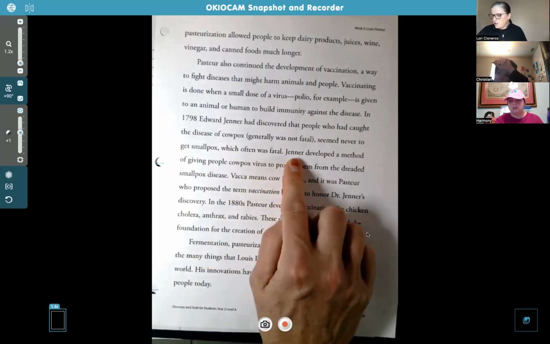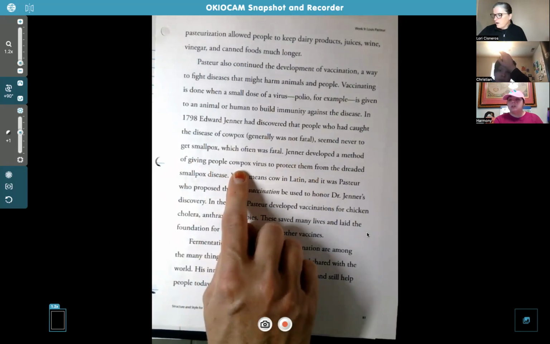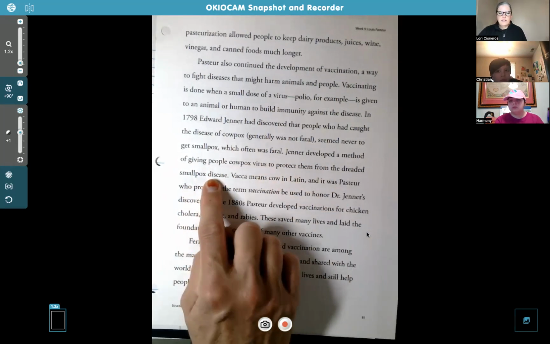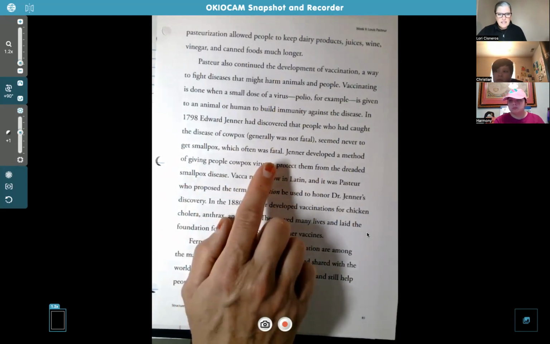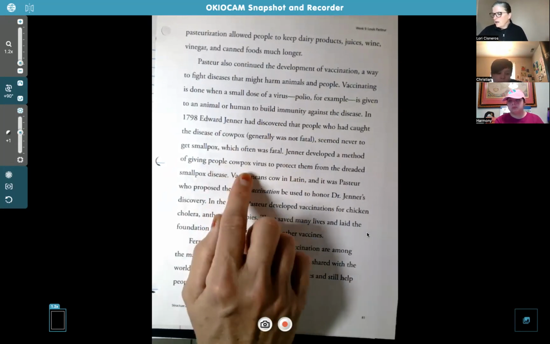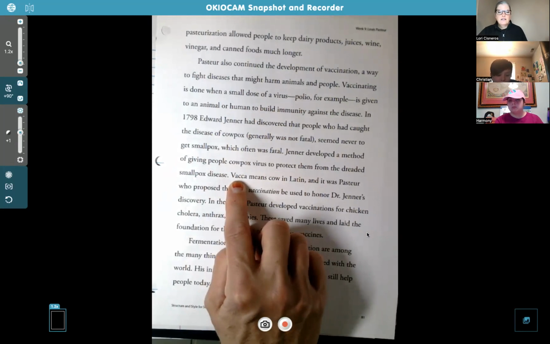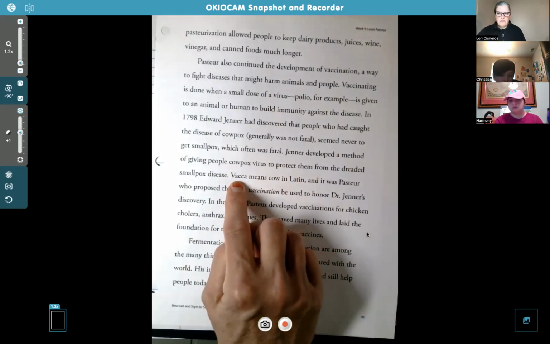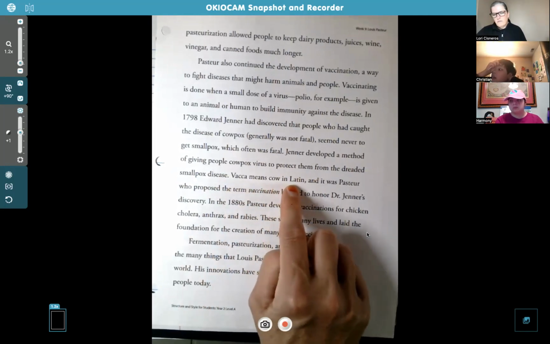So I'll keep going here. Jenner developed a method of giving people cowpox virus to protect them from the dreaded smallpox disease. Because they're related. See, so if they got cowpox, then they probably weren't going to get smallpox. But if they didn't get cowpox, they might just jump right into smallpox and die. So that's what he was discovering. So vacca means cow in Latin, or vaca, I think in Spanish too. Isn't that right? You guys know Spanish? Anyway, I think vaca is cow in Spanish too, but it is in Latin.